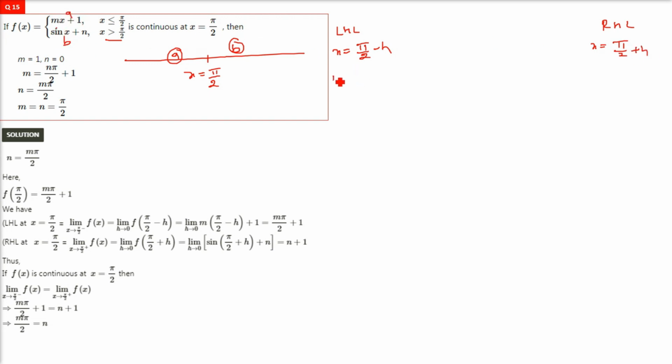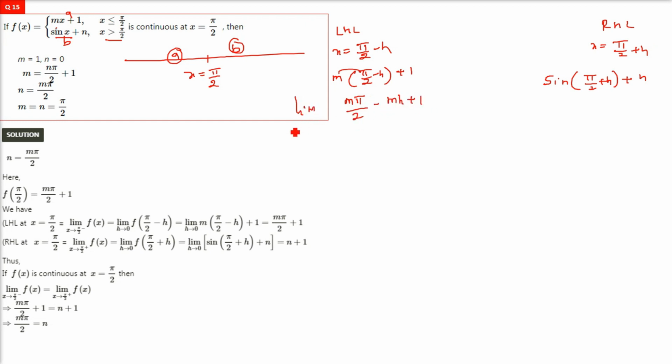So this is pi by 2 minus h, so this is m into (pi by 2 minus h) plus 1. This is what we have taken for the first one. But on the right hand side we take the function b, which is sine. I am replacing x by pi by 2 plus h, sine of (pi by 2 plus h), plus n. Now, sine of 90 plus theta, you have to understand, will be positive cos theta, so cos h it will be. First we solve this: m into pi by 2 minus mh plus 1.